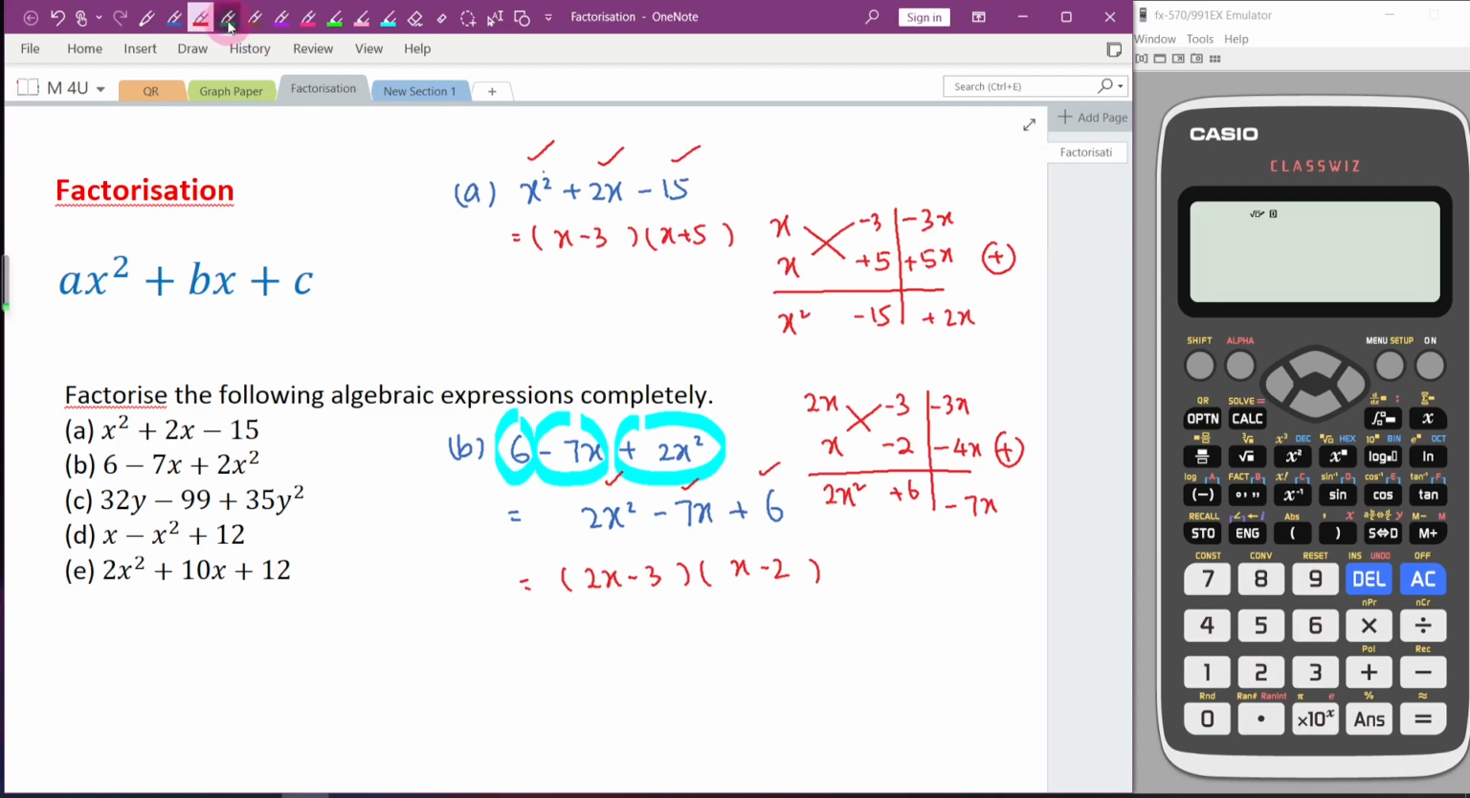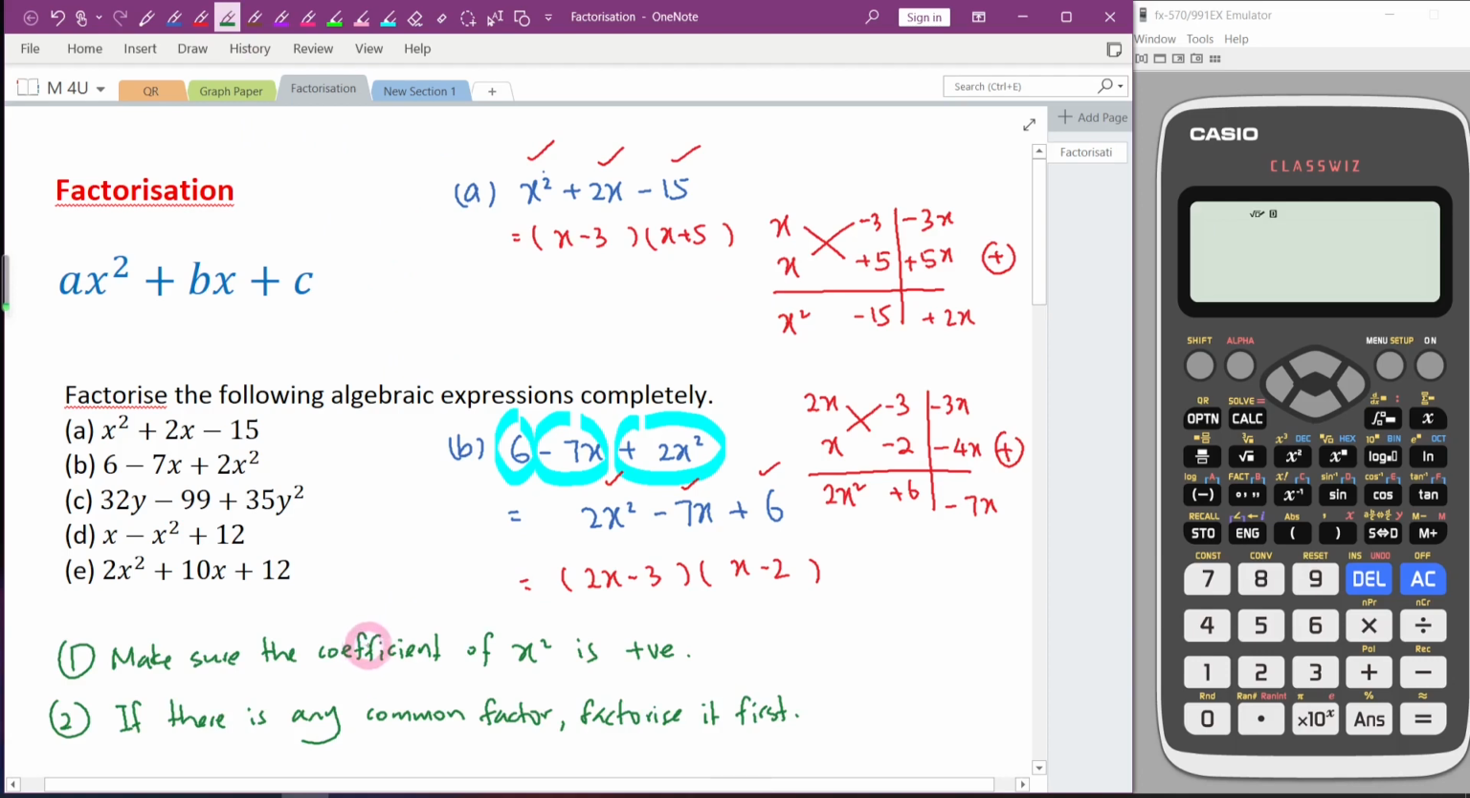Okay, there are two things that you need to pay attention to. These are two things that you need to be more careful about. First, make sure the coefficient of x squared is positive. Okay, and if there are any common factors, factorize first. I'll explain this further to you when we come to D and E. Okay, let's look at these two questions first.